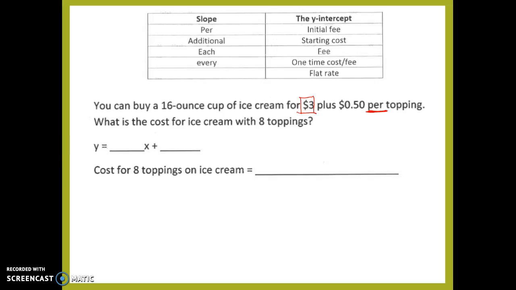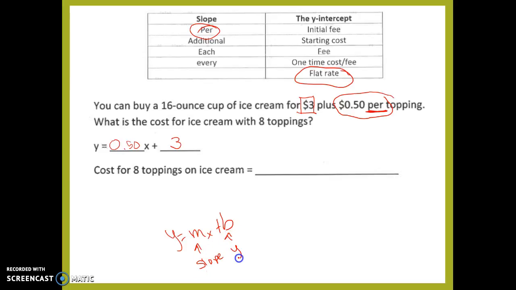So if I get 2, it's $1. If I get 3 toppings, it's $1.50. So that's going to be what changes. Remember, the keyword per tells me that it is the slope. And that $3 is just that flat rate. That's the one time I have to pay $3. So if I look at my table, per is the slope. So 50 cents per topping, I'm going to go ahead and put that in by the x. And then plus my y-intercept is 3. And again, my equation is y equals mx plus b, where m is the slope and b is the y-intercept.